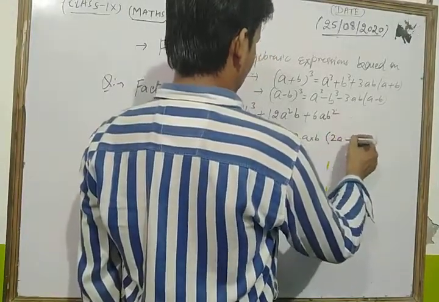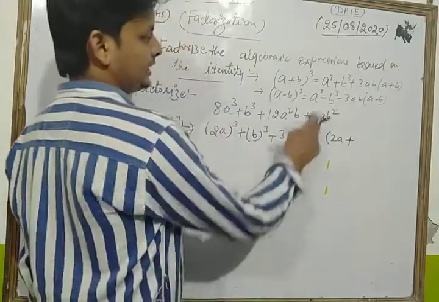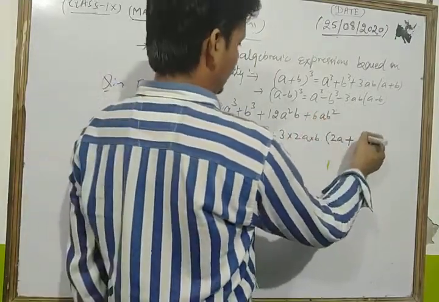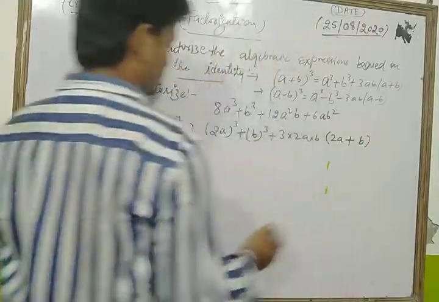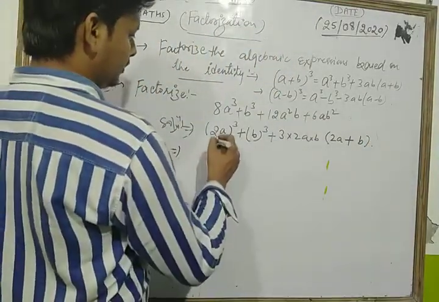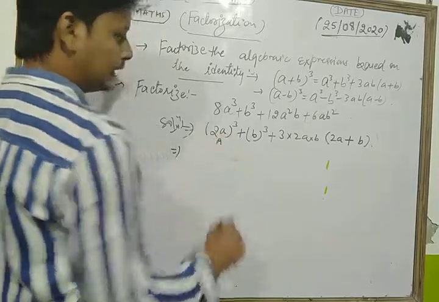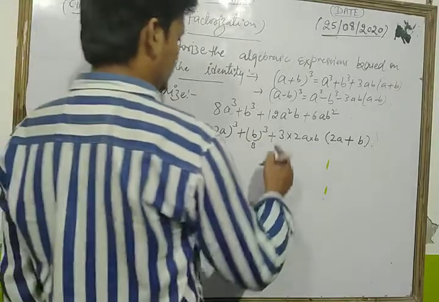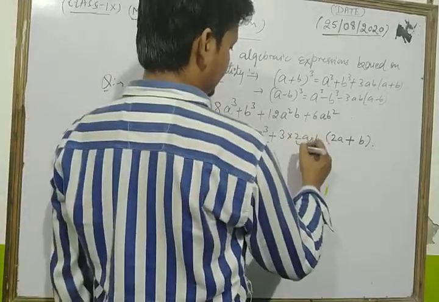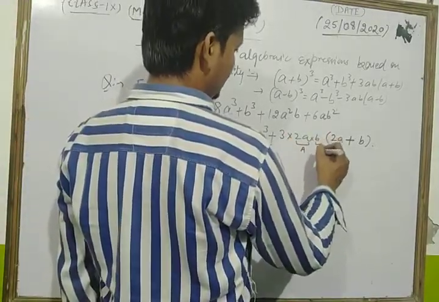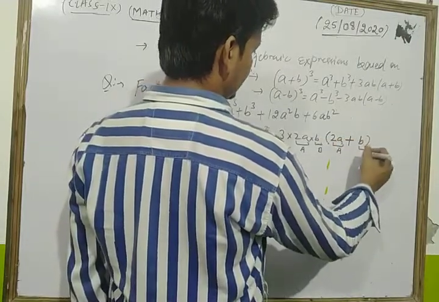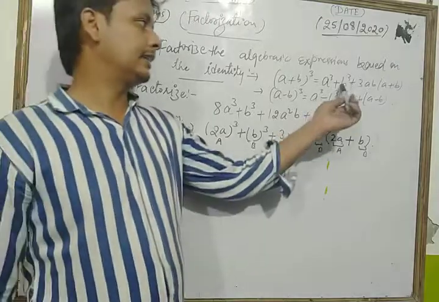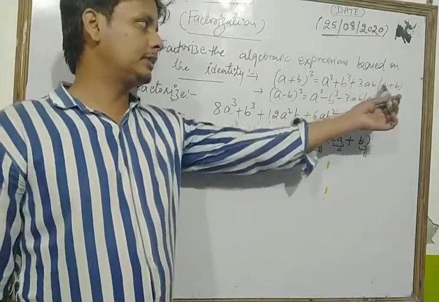2a plus 6ab common now. We take 6ab common, so we left only b. Now look, dear student, we take 2a as a, we take b as b, 3ab. This is a, this is b, this is a, and this is b. Now dear student, we look that the identity is a cube plus b cube plus 3ab in bracket a plus b.